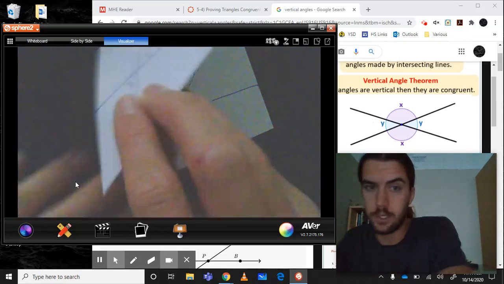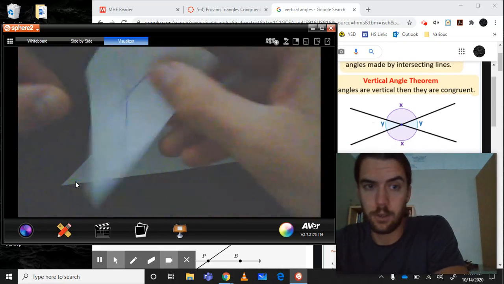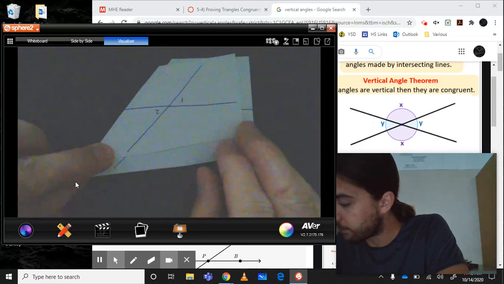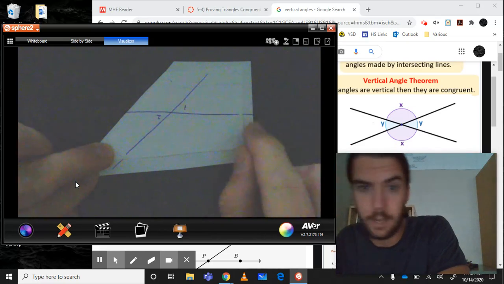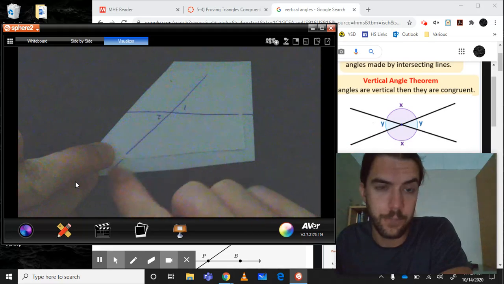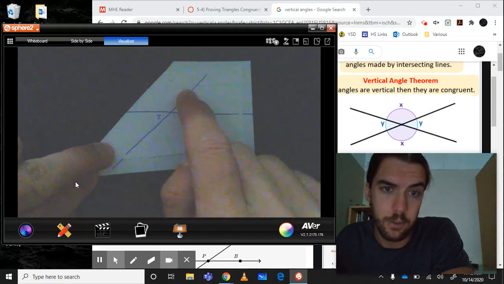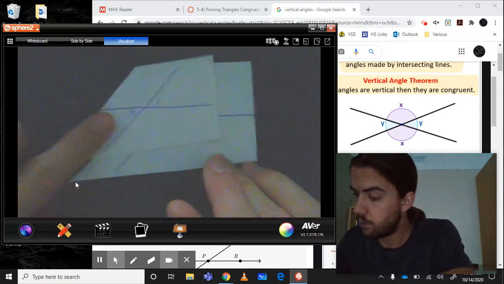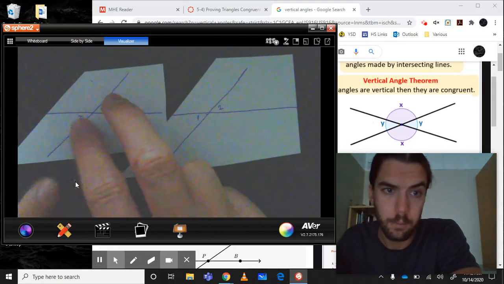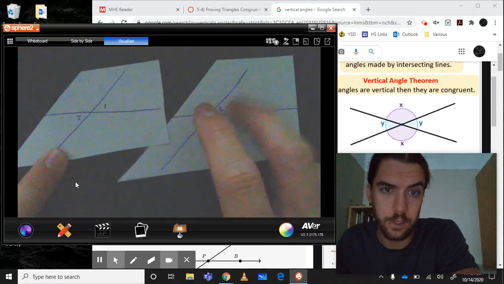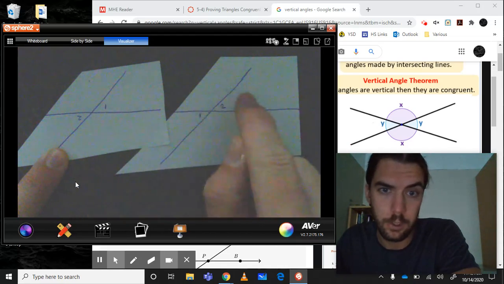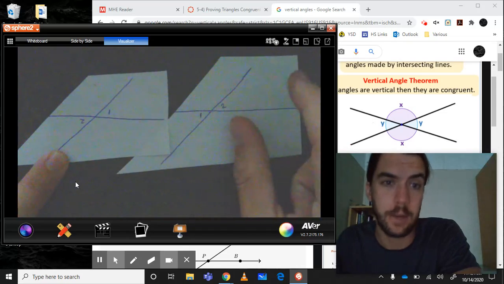Now, if I rotate this one, if I turn it upside down, I can still overlap it perfectly. I can still get it to overlap where the lines continue on. But now, rather than 1 and 2, I have 2 and 1. So 2 and 1 must be the same as 1 and 2, which means 2 equals 1 and 1 equals 2. They're the same angles, right?